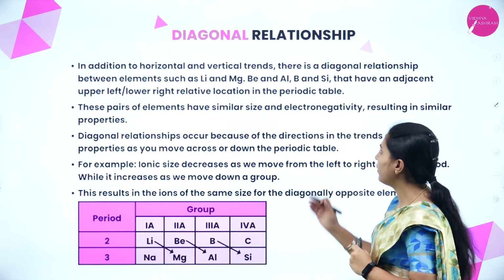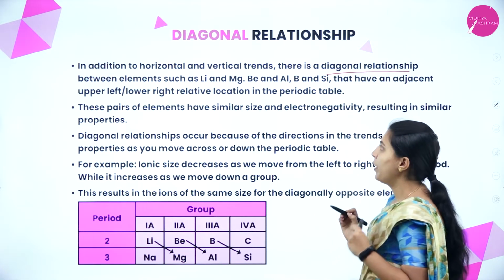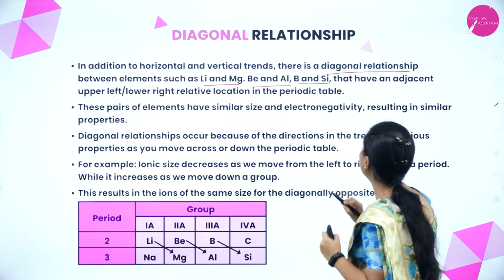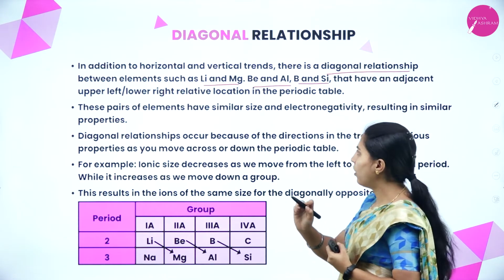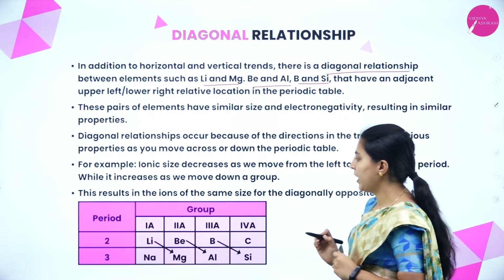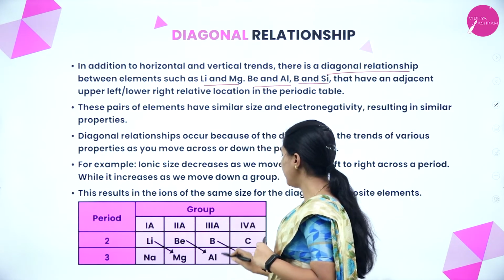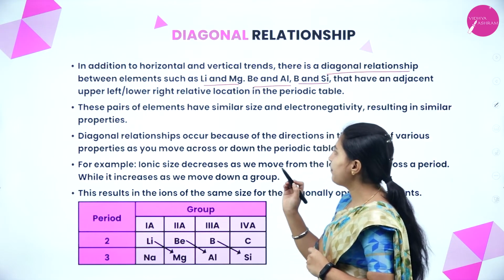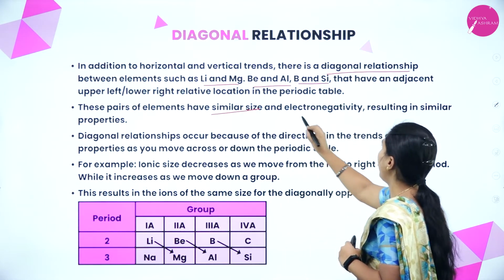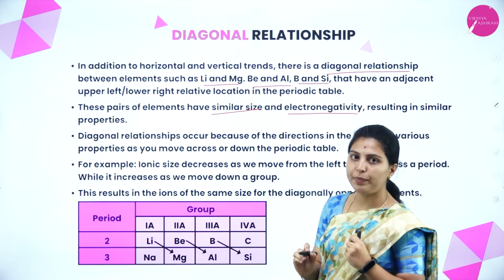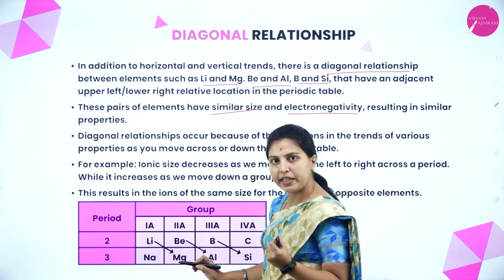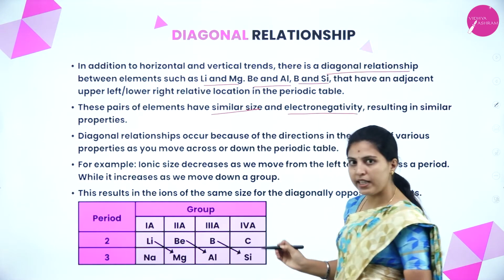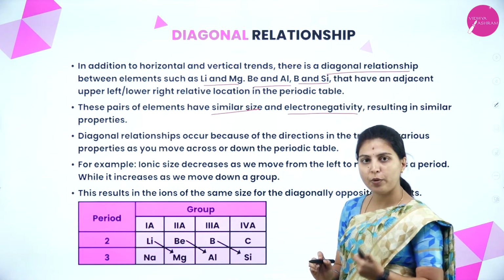In addition to horizontal and vertical trends, there is a diagonal relationship between elements such as lithium and magnesium, beryllium and aluminium, boron and silicon, that have an adjacent upper left and lower right relative location in the periodic table. See here, lithium, magnesium, beryllium, aluminium, boron, silicon, in the second and third period I am telling. These pairs of elements have similar size and electronegativity, resulting in similar properties. They do not belong to the same period, nor the same group, but diagonally they have the same size, same electronegativity, and similar properties also.